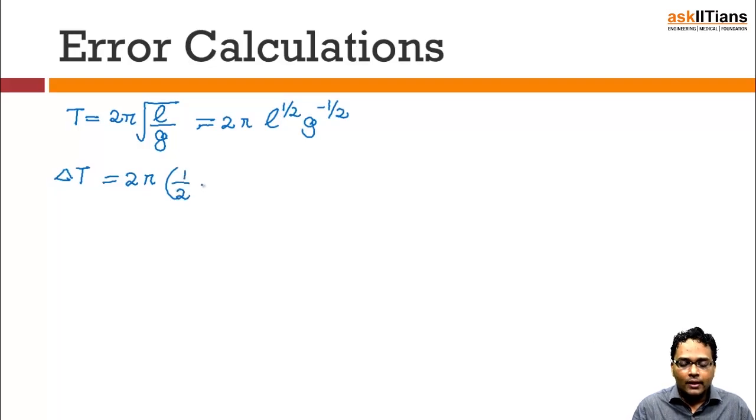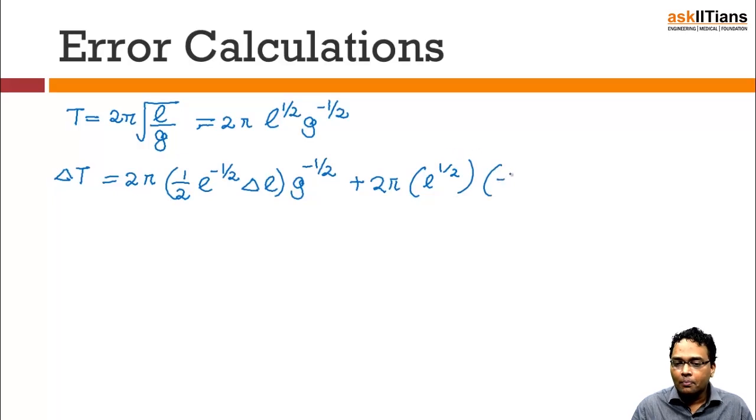So I'll get half L raised to the power minus half, and then I'll have a factor of delta L. G raised to the power minus half remains as it is. Then you have the factor 2 pi, you have L raised to the power half, then you have minus half factor coming out, and you'll get G raised to the power minus 3 by 2, and then you have the factor of delta G. Clear? So delta T is known to us. Now let's try to divide this.